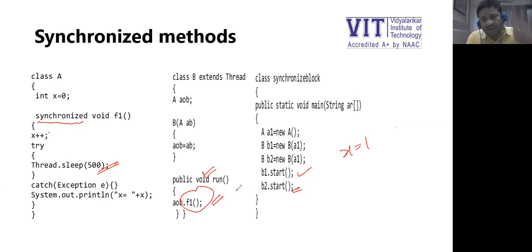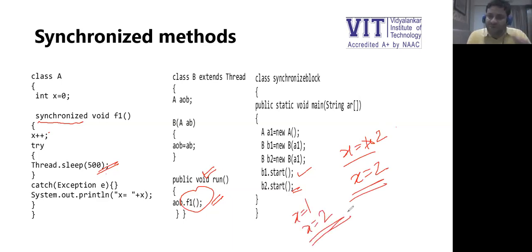Once we declare it as synchronized, we ensure there is access by only one thread at a time. So if the B1 thread gains control over F1, unless and until B1 releases it, the control will not be relinquished. So after 500 milliseconds, B1 rises, displays the value of x as 1, and then goes to dead state. Then in the B2 run method, F1 will be called, it increases the value of x to 2, goes to sleep, rises and displays the value of x as 2. So we get the display as x equal to 1, x equal to 2.